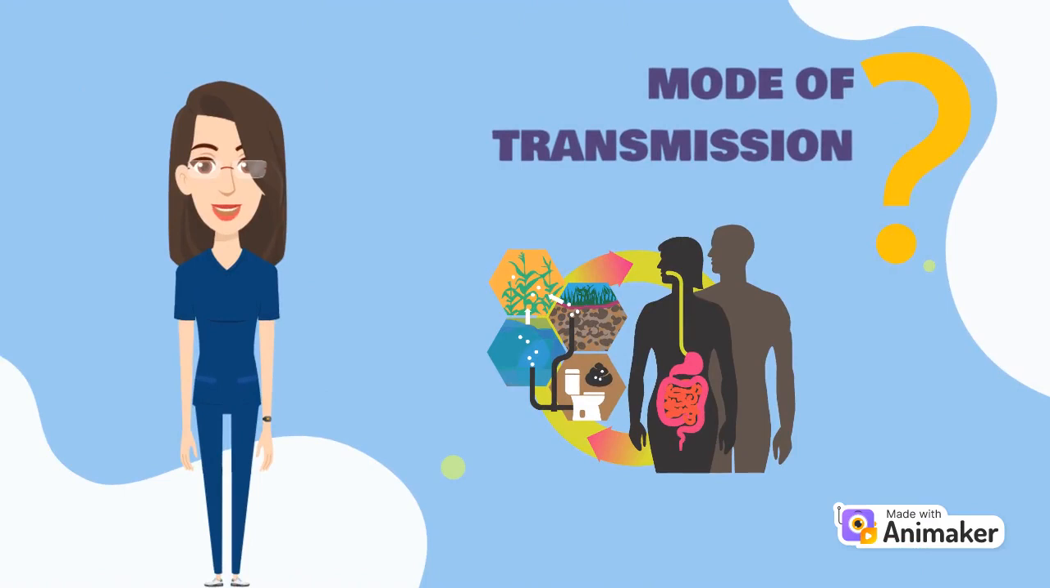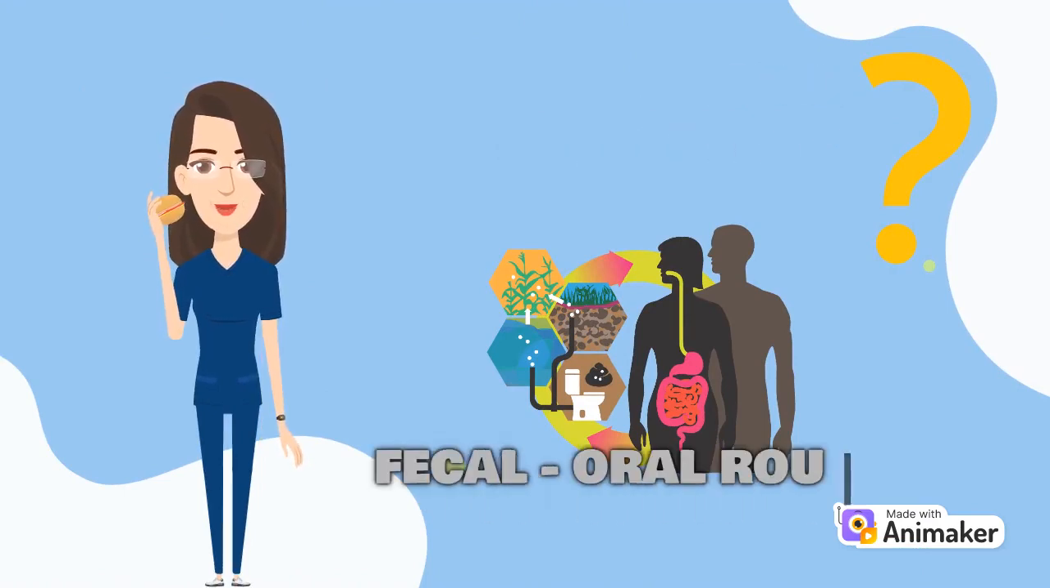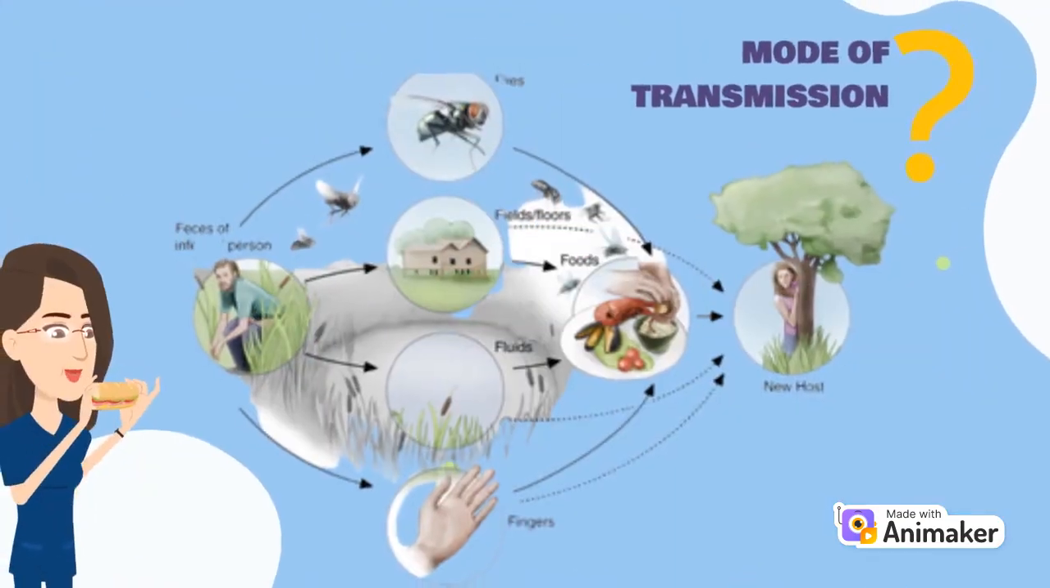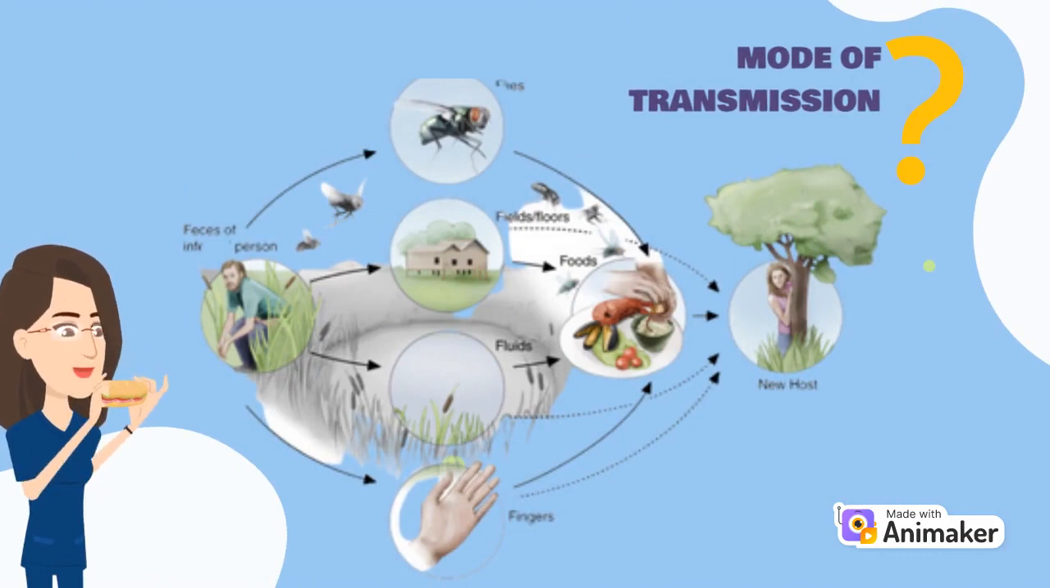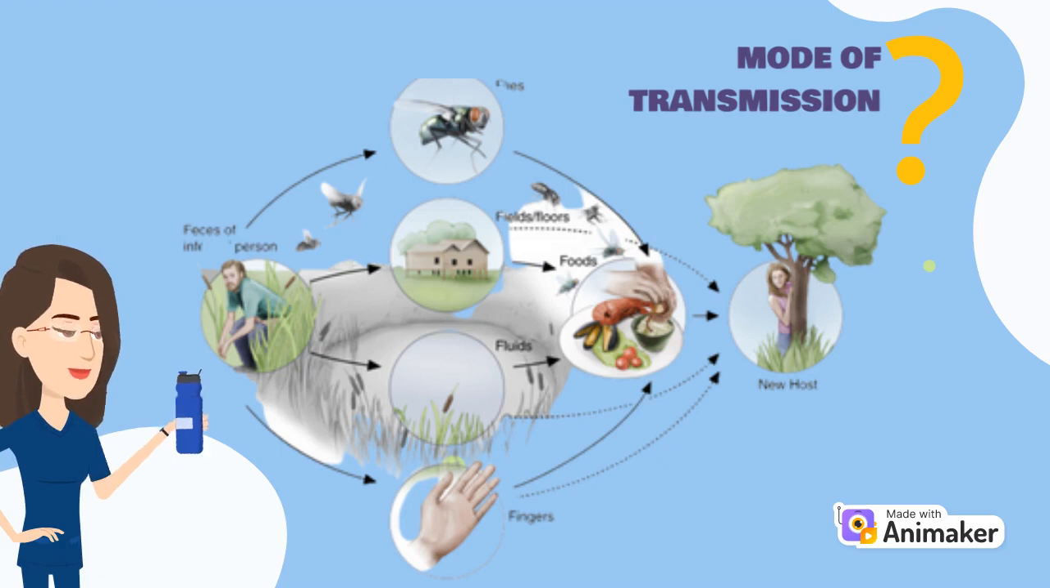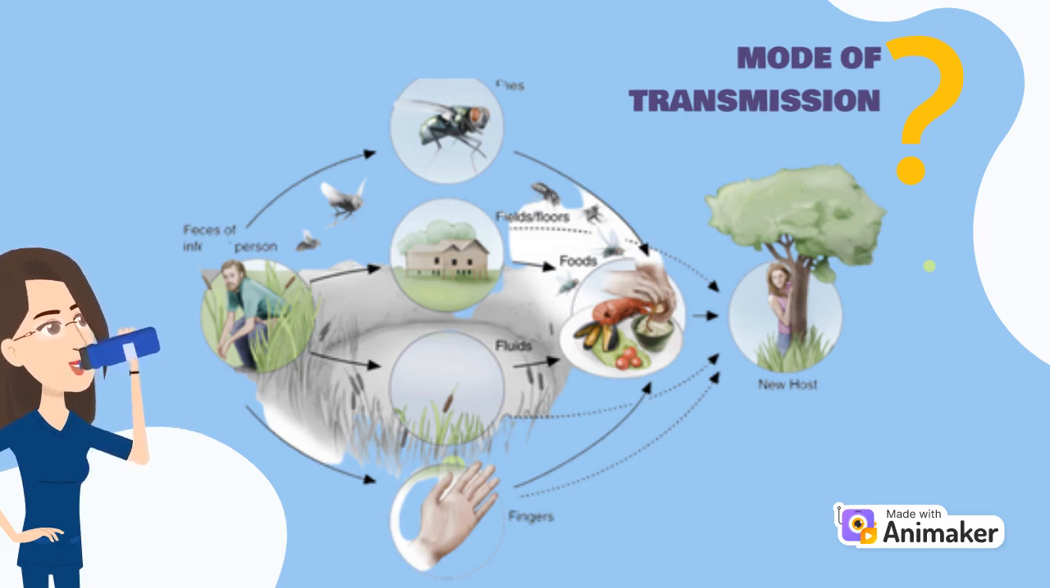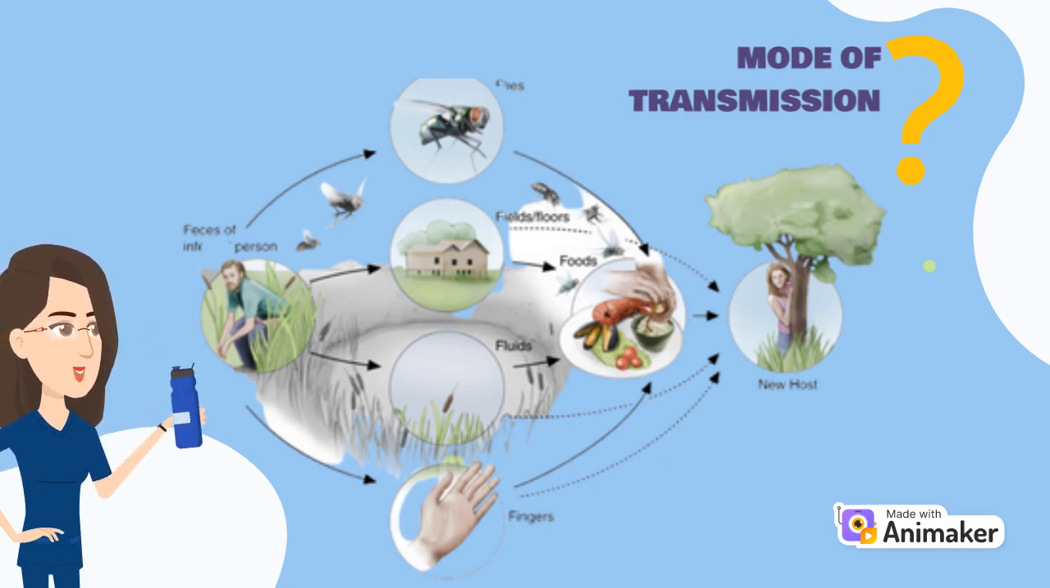Mode of transmission. The bacteria is transmitted through the fecal-oral route. Salmonella typhi is transmitted by the fecal-oral route through contaminated food and water, undercooked foods, vomitus of infected patients, and is more common in areas with overcrowding and poor sanitation.